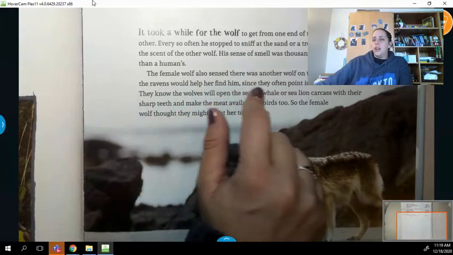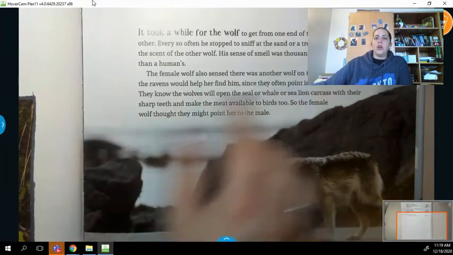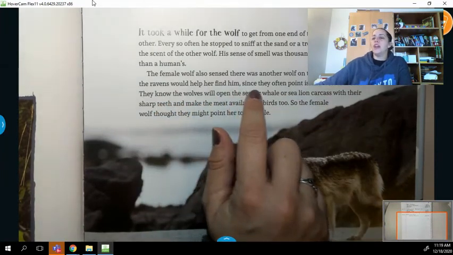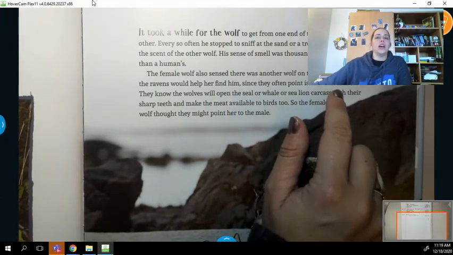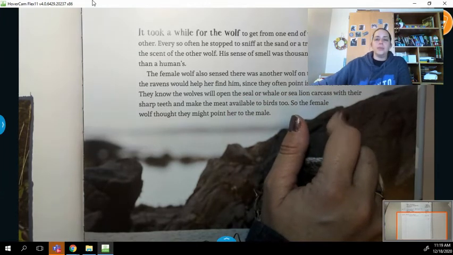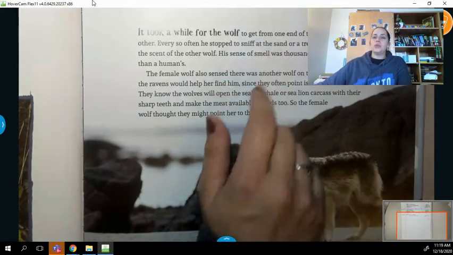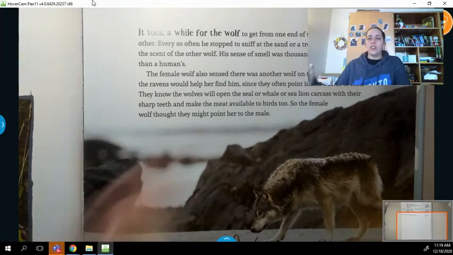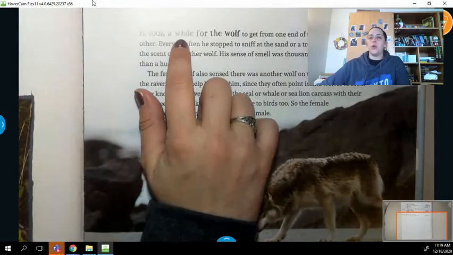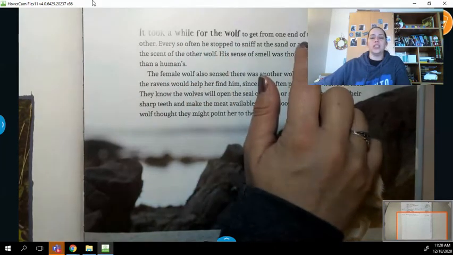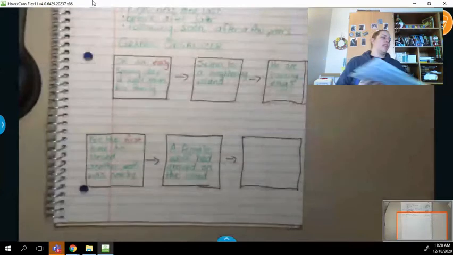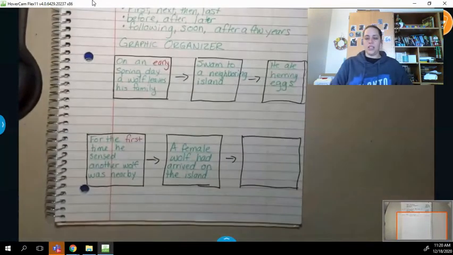And the female wolf also sensed there was another wolf on the island. So they're both looking for each other. So maybe the ravens would help her to find him, since they often point island wolves to food. So between these two paragraphs, I know that the two wolves are looking for each other and that it took a while for the wolf to get from one end to the other. So I'm going to use that keyword right there. That tells me that it's the next in the sequence.